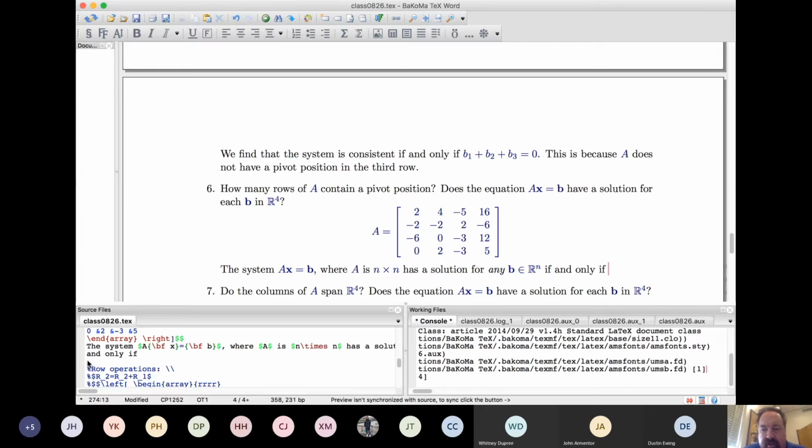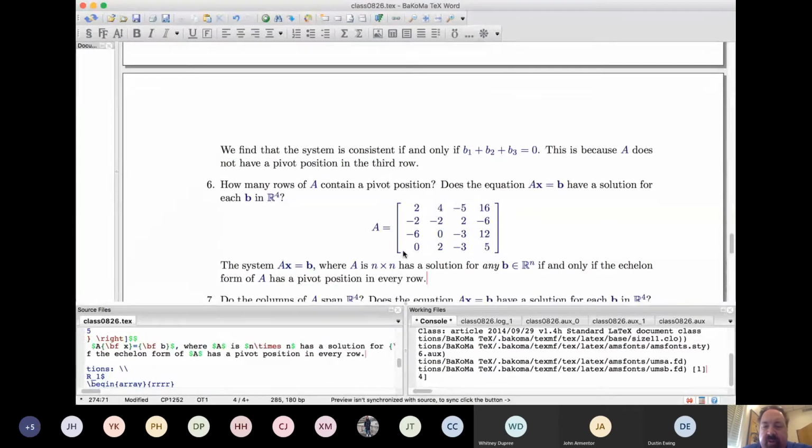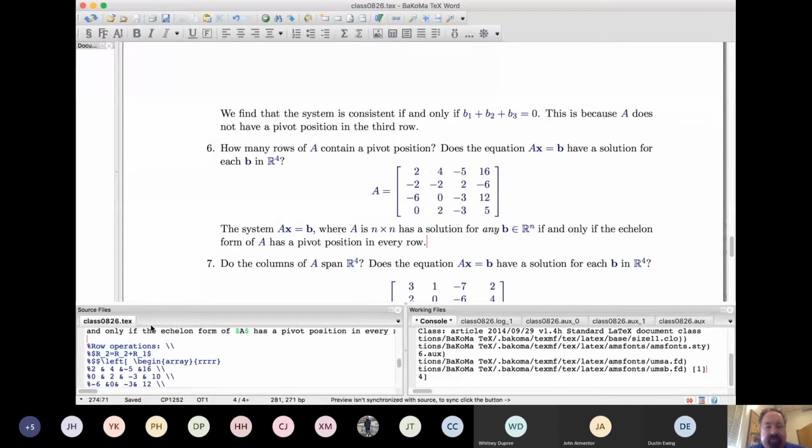If and only if the echelon form has a pivot position in every row. So, in other words, if I were to row reduce this and have any row that is entirely zeros, then I know that there's going to be some B out there for which this system is inconsistent, like what happened in the last problem. It will always be possible to find such a B that ends up not working.